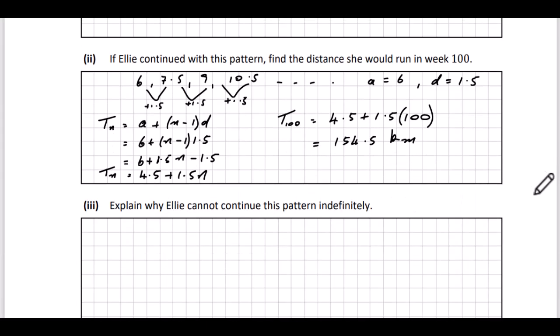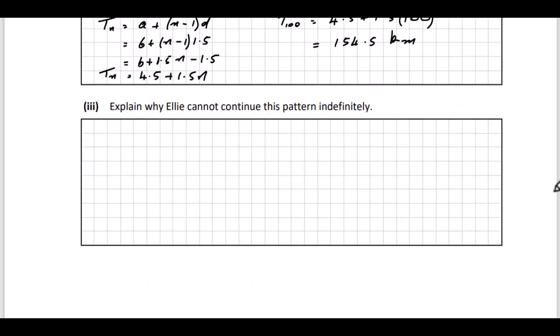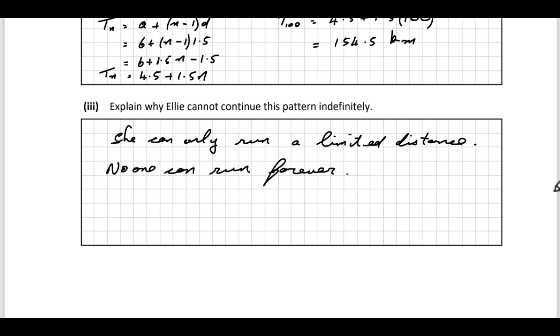Part 3 here, it says explain why Ellie cannot continue this pattern indefinitely. There are a few different ways of explaining this. She can only run a limited distance. Anyone can only run a particular distance, and at that stage you're going to run out of energy. Or, no one can run forever. Or there is a limited distance.